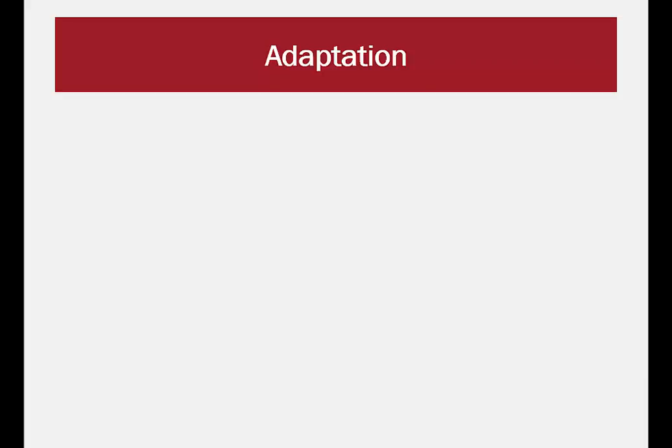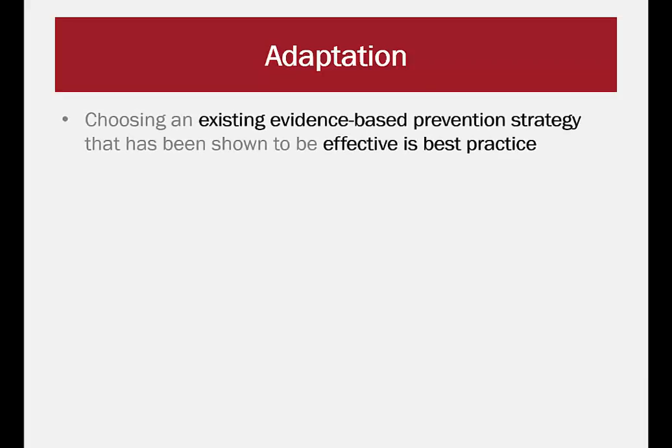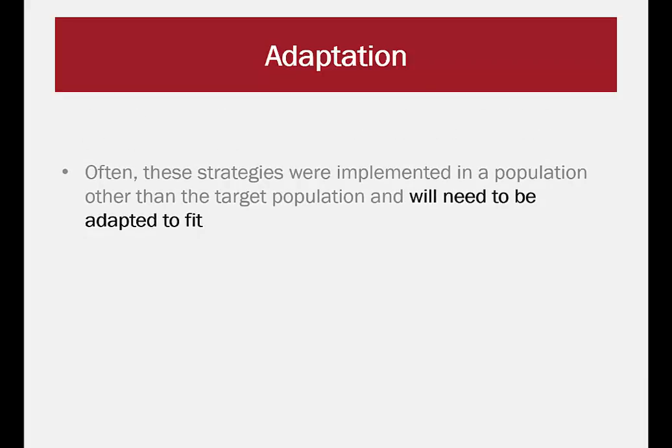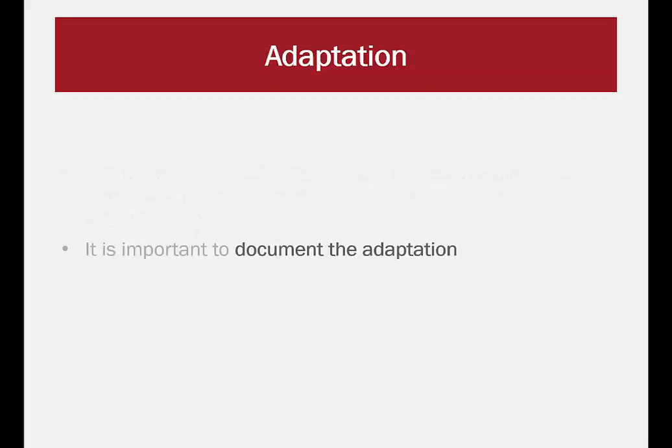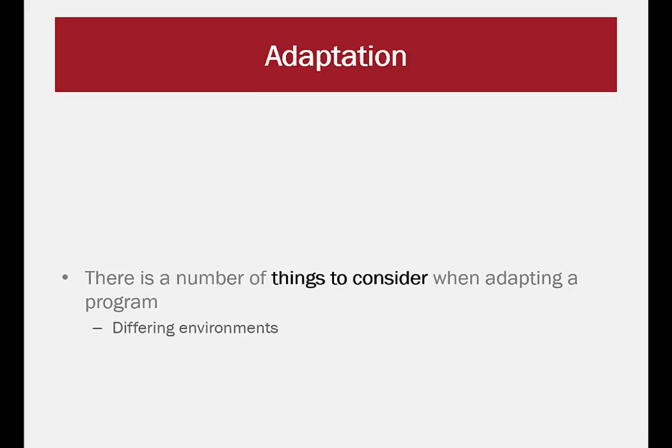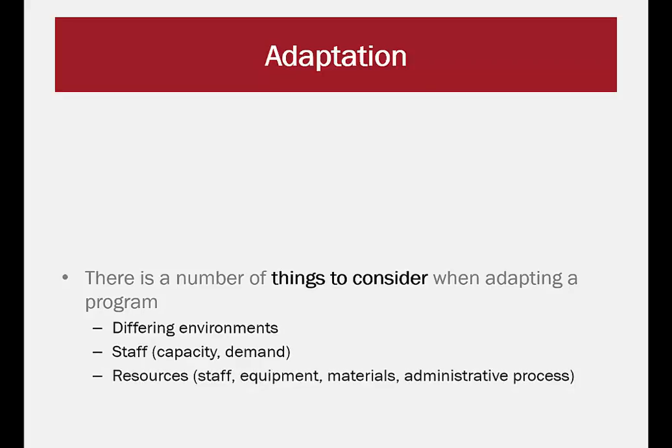From an earlier stage in the public health approach, we learned that best practice is to choose an existing evidence-based prevention strategy. Often, the strategy identified would have been implemented in a population other than the population you have. Therefore, it will need to be adapted. It is very important to document all the steps that were taken to adapt a program, such as the environment, staff, capacity and demands, resources available, equipment, materials, administrative process, the setting, and risk profile of the population.